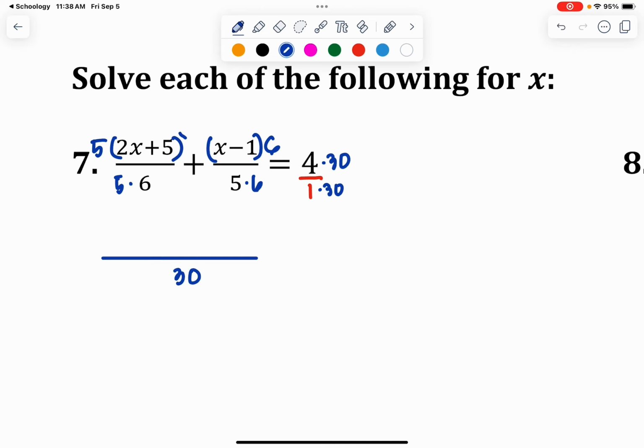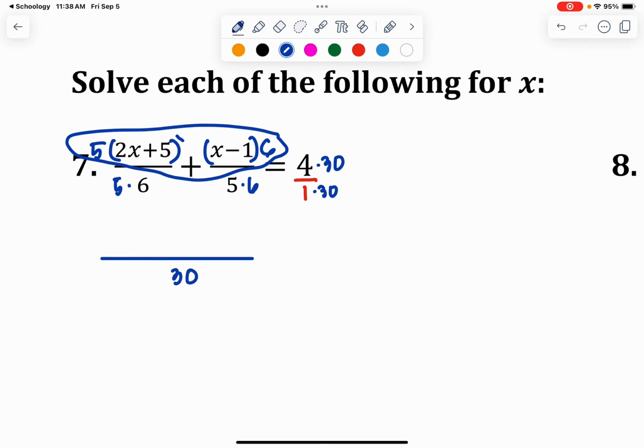And then I have the new numerator, so I'm going to multiply that out. 5 times 2x is 10x. 5 times 5 is 25. Plus, distribute your 6 here. So 6 times x is 6x. Negative 1 times 6 is negative 6. And then I have equals. 4 times 30 is 120. And 1 times 30 is 30.